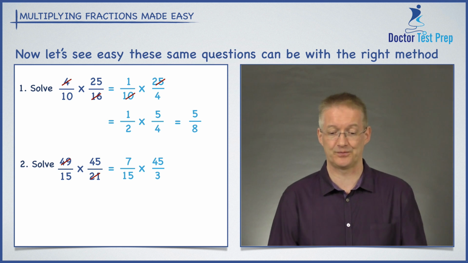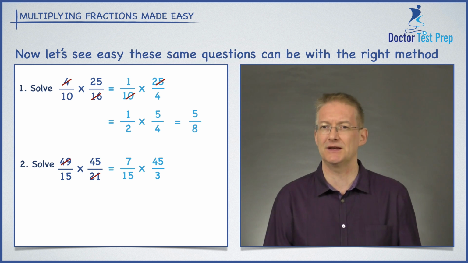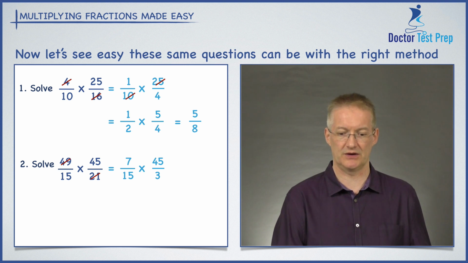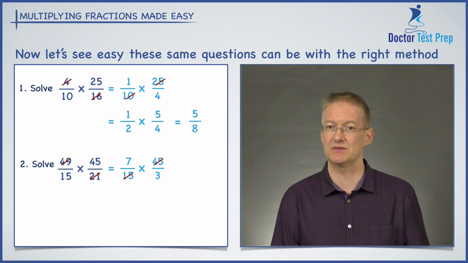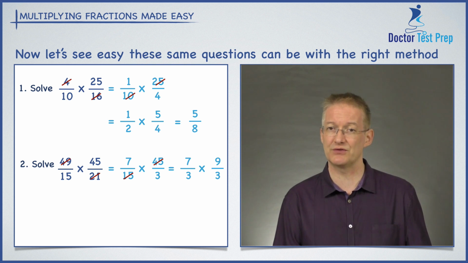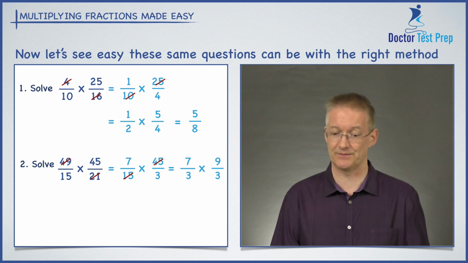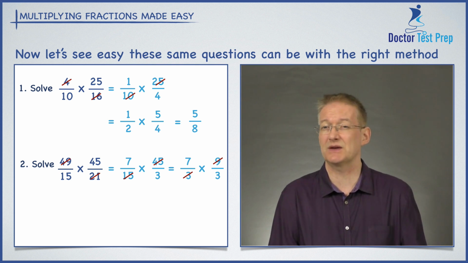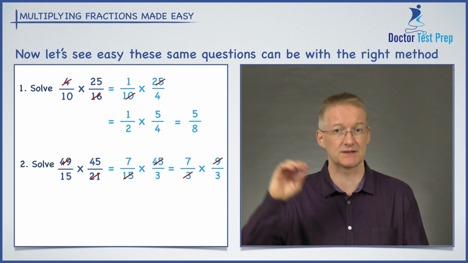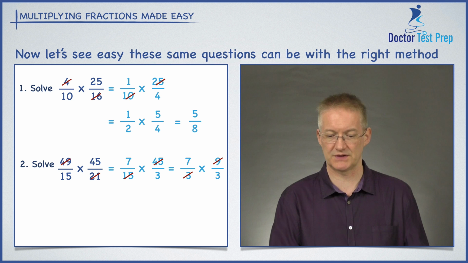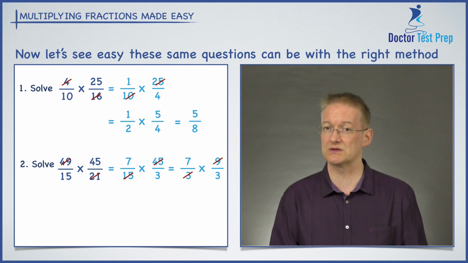It's already looking better. Now, I'm looking at the 15 and looking at the 45, and I'm thinking 5 will go into those. So I'm going to divide 5 into the 15 to give me 3 times, 5 into the 45 to give me 9 times. So that's going to leave me with 7 over 3 times 9 over 3. The 9 and the 3 will divide as well. It doesn't matter which 3 I choose. As long as I'm choosing something on the top and something on the bottom, we can carry on reducing. So I'm going to choose those two. 3 into 3 goes once.